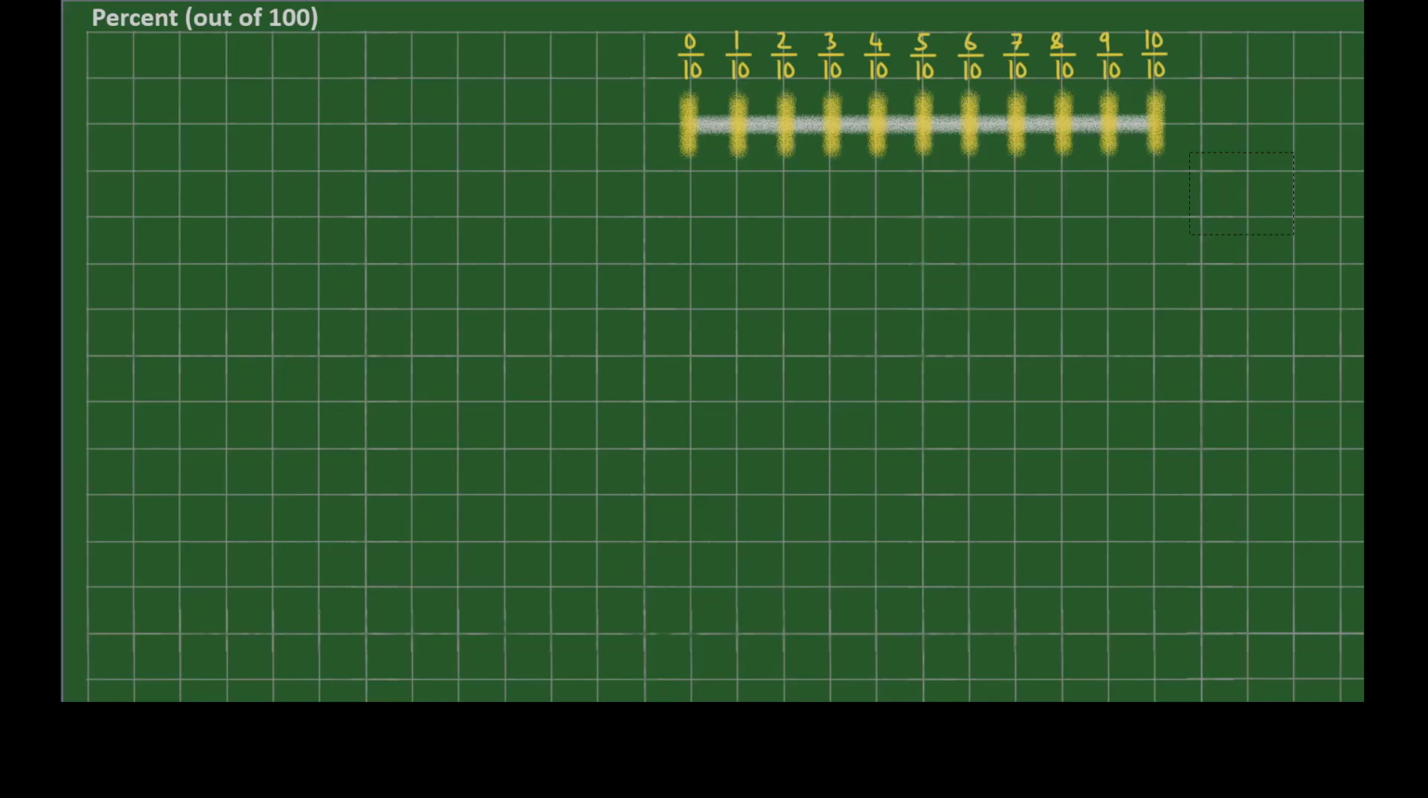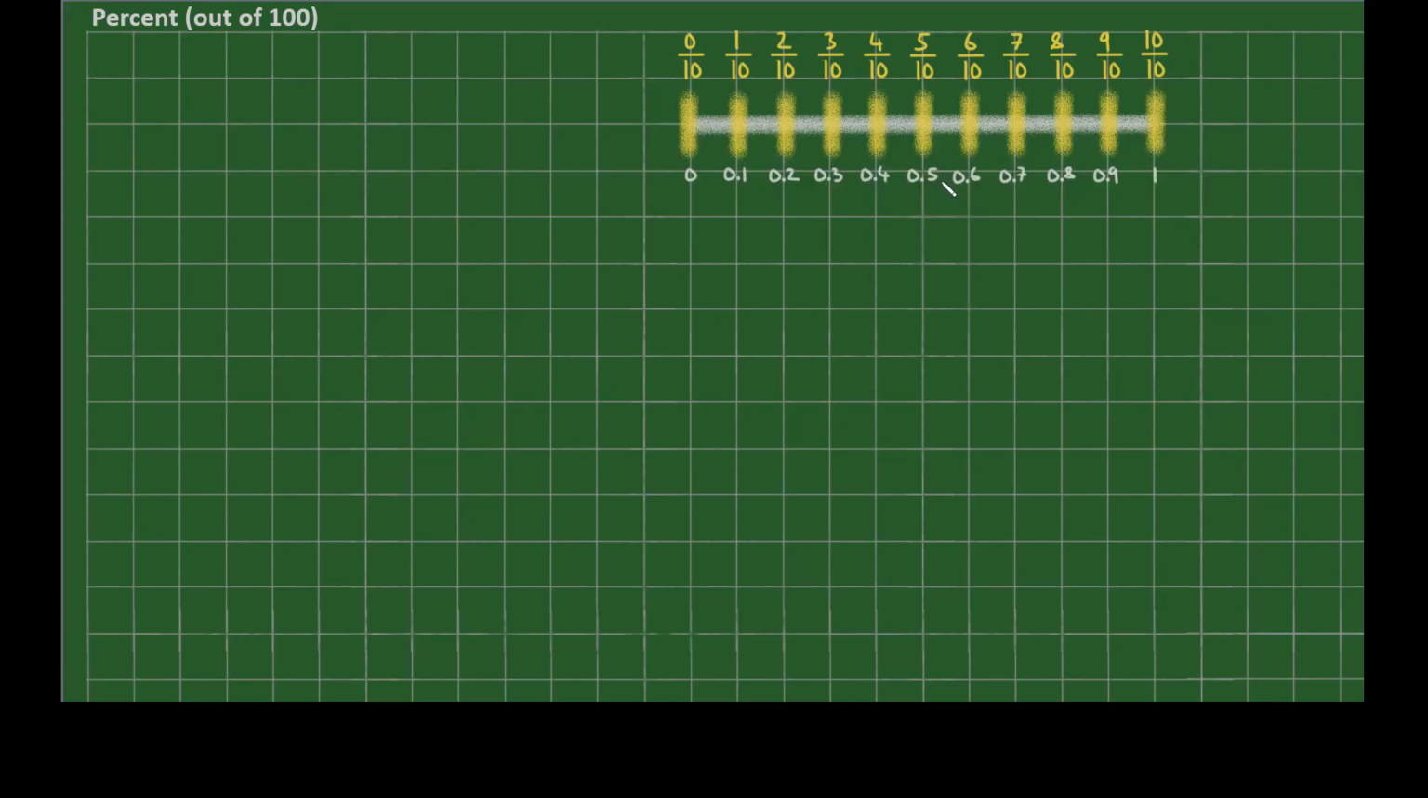Here is the familiar white line. I have divided it into 10 equal parts. So each part represents a tenth. Each of these fractions can also be expressed as a decimal value. And so 5 tenths can also be read as 5 divided by 10, which gives me 0.5.